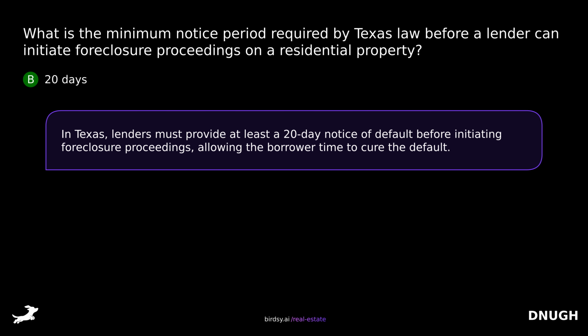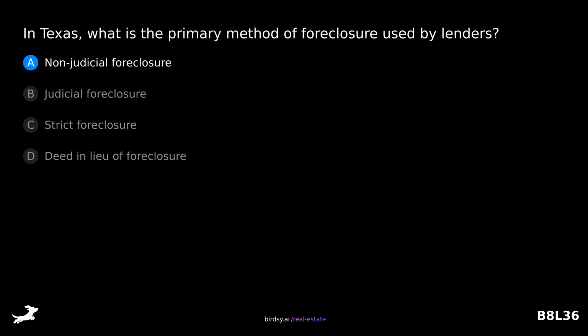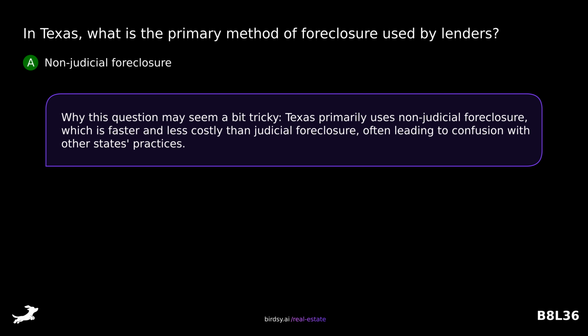to cure the default. In Texas, what is the primary method of foreclosure used by lenders? Is it A, non-judicial foreclosure, B, judicial foreclosure, C, strict foreclosure, or D, deed in lieu of foreclosure? The answer is A, non-judicial foreclosure. Why this question may seem a bit tricky. Texas primarily uses non-judicial foreclosure, which is faster and less costly than judicial foreclosure, often leading to confusion with other states' practices.